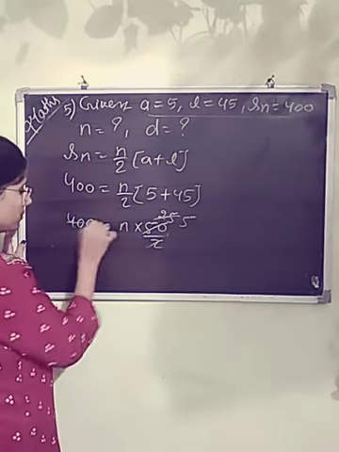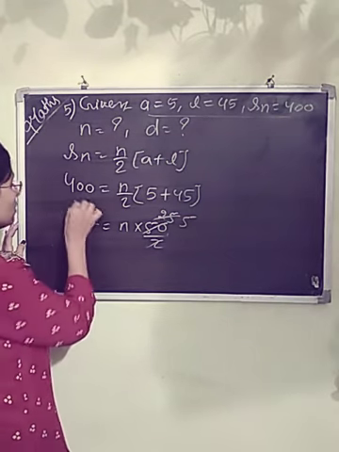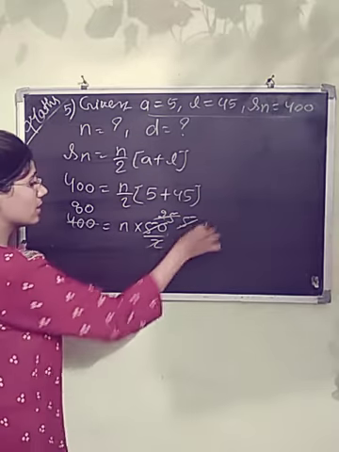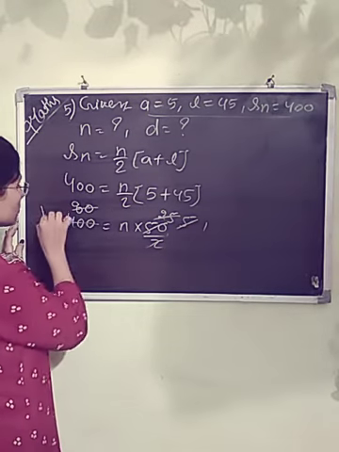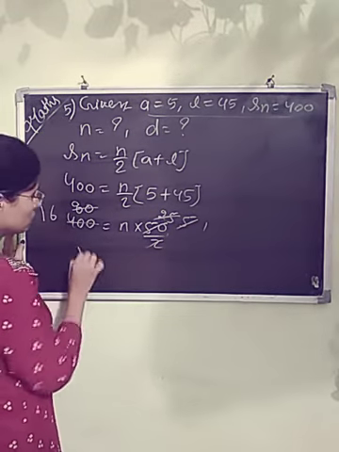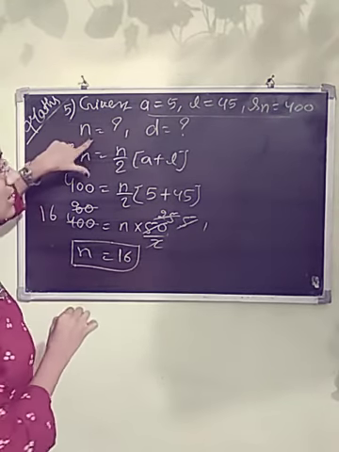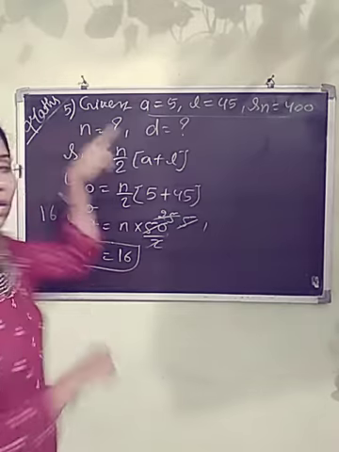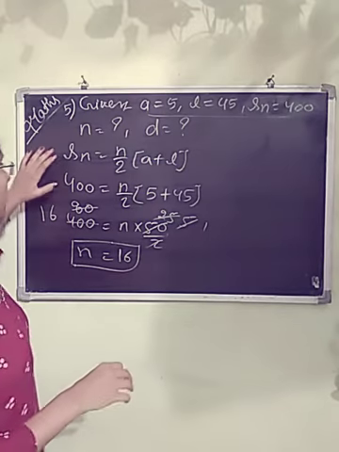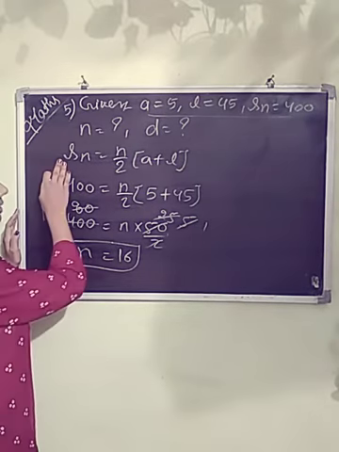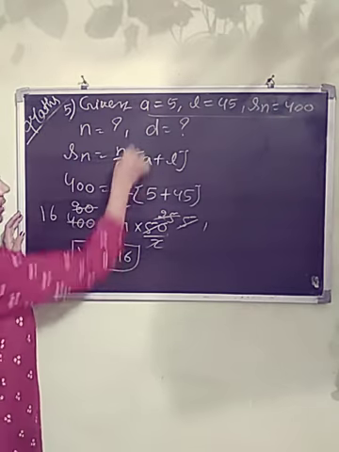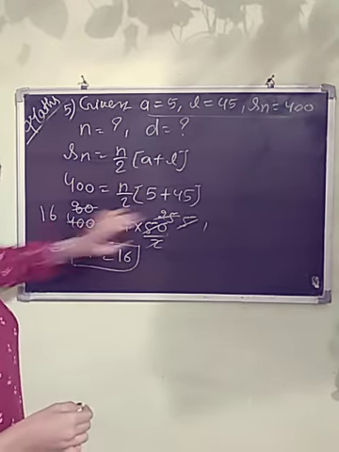Once again, 5 times 60 is... so n equals 16 here. Fine, the first answer you will get is n equals 16. How have we done it? By using the third formula, Sn equals n by 2 (a plus l).